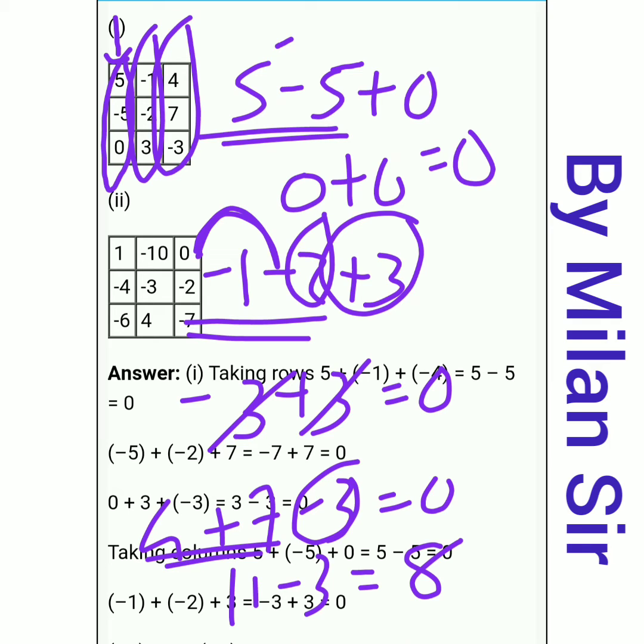So here we do not get the same answer. In the first and second columns we get 0, but in the third column our answer is 8. That means directly we can say that this is not a magic square. Because if it is a magic square, then our whole answer remains the same, but here we do not get the same answer. That's why this is not a magic square.